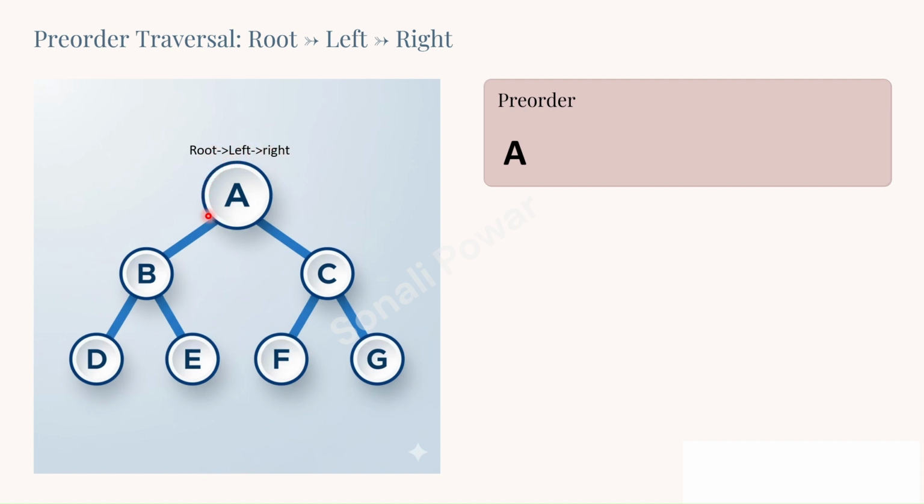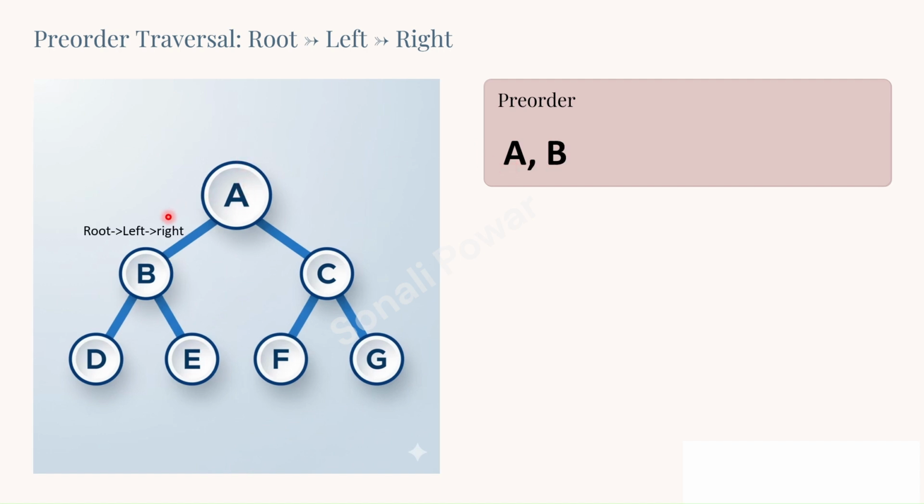So I will come to this root node, and in the case of pre-order you have to visit or process the root first. Then you are allowed to go to the left side. Then after that you can go to the right side of this node A. So first of all we will process A. It means I will say that I have printed A. After that you can go to the left side of A.